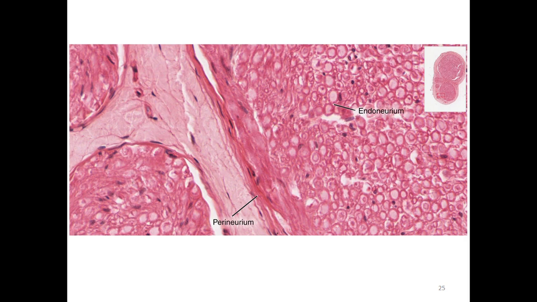Here we see endoneurium, here endoneurium, and perineurium. And in this small photo, we see epineurium. Epineurium surrounds the peripheral nerve, perineurium surrounds the peripheral nerve fascicle, and endoneurium surrounds the peripheral nerve fiber.